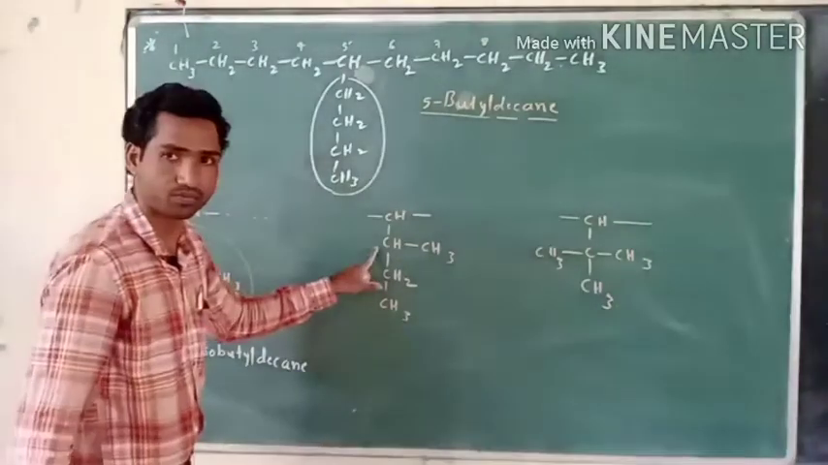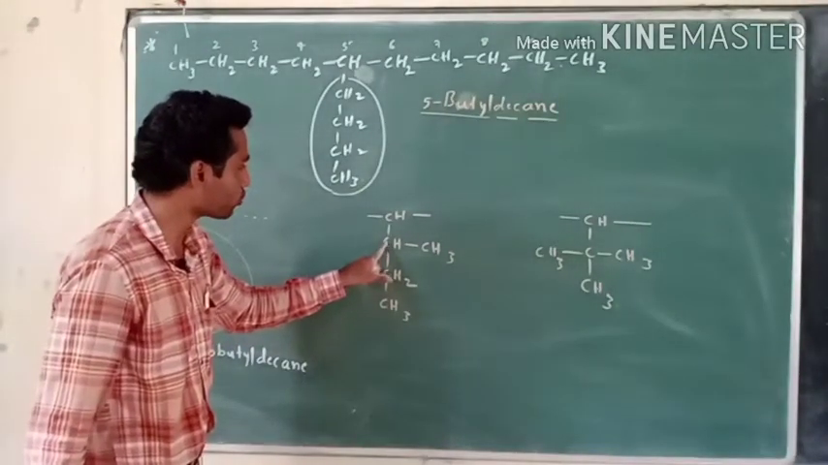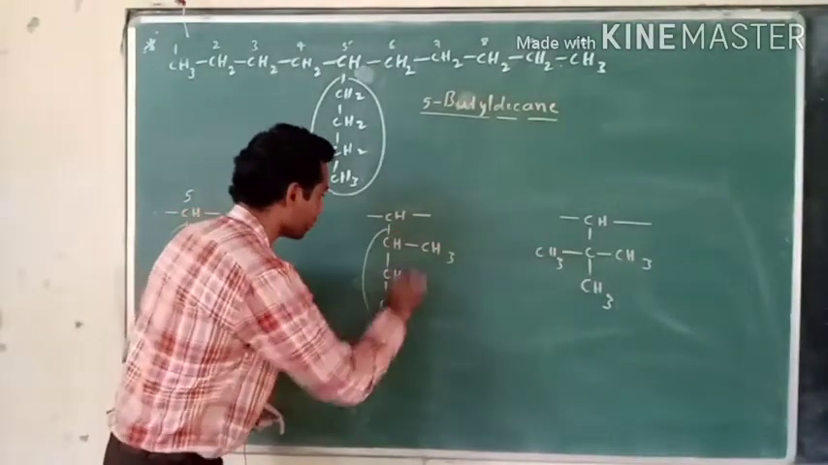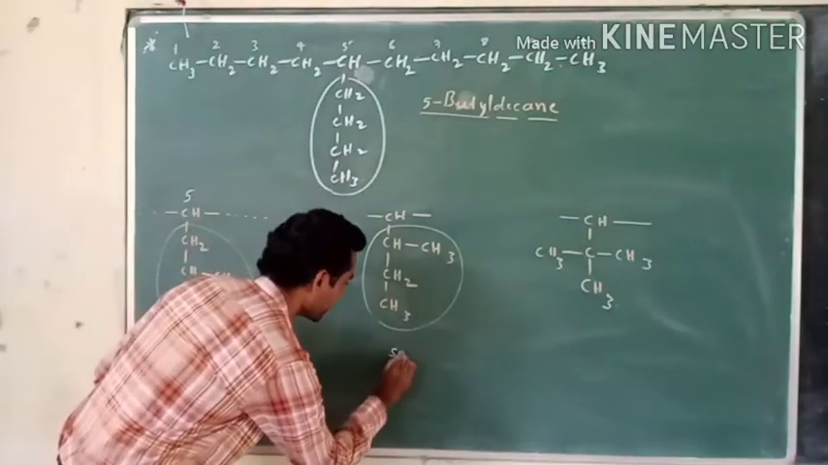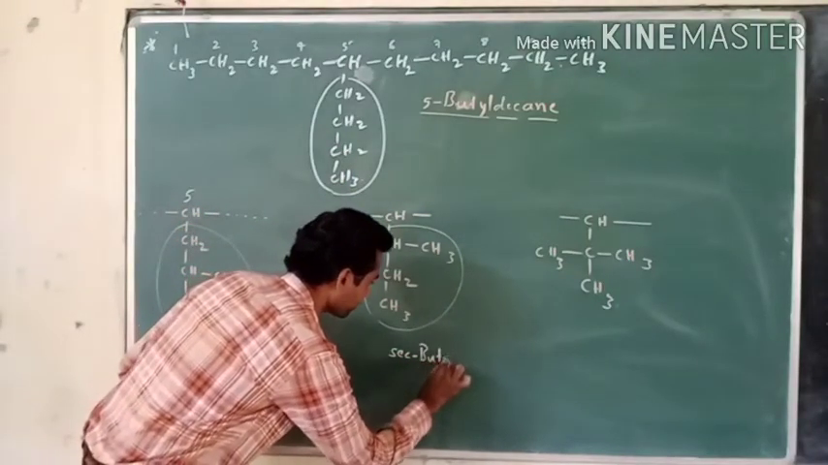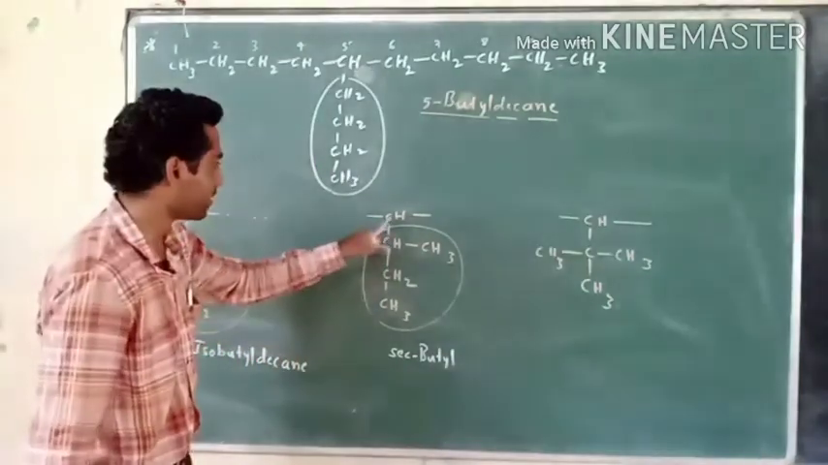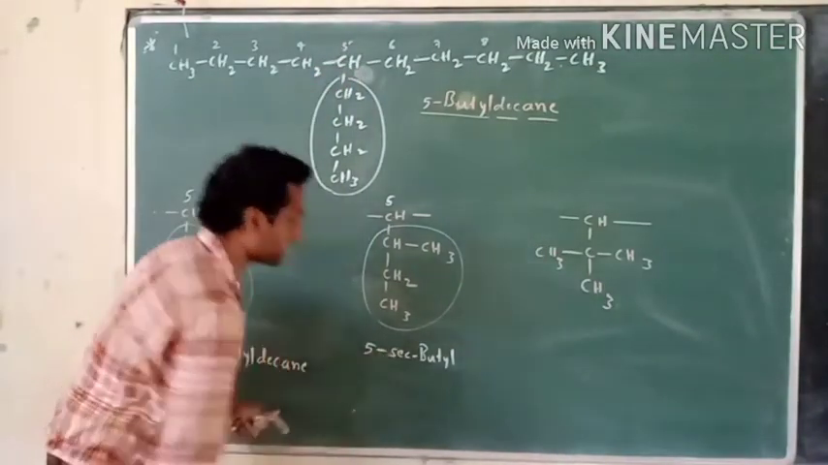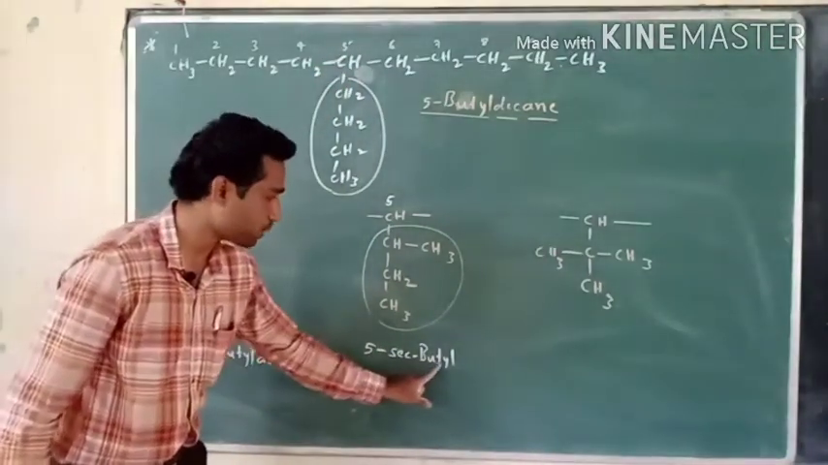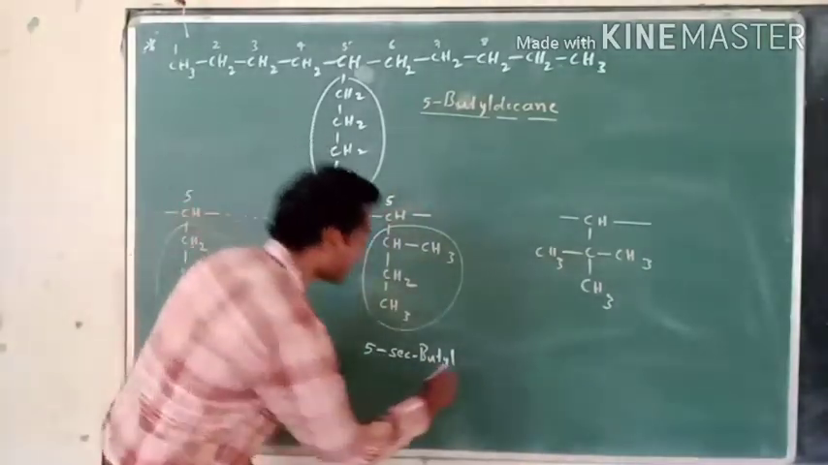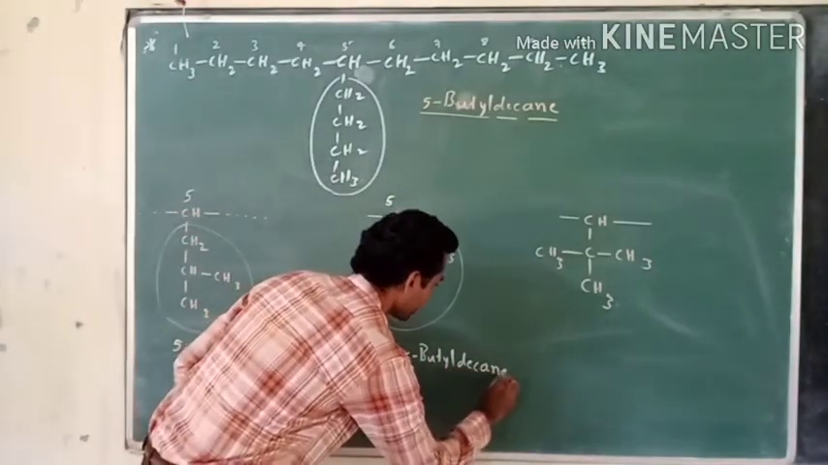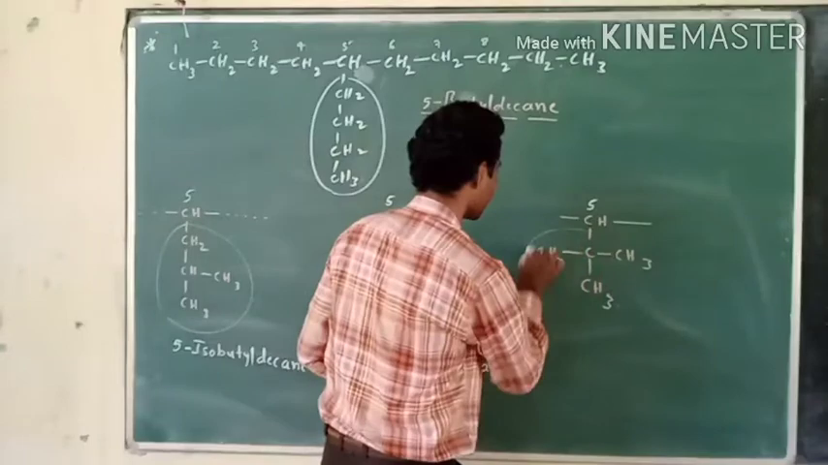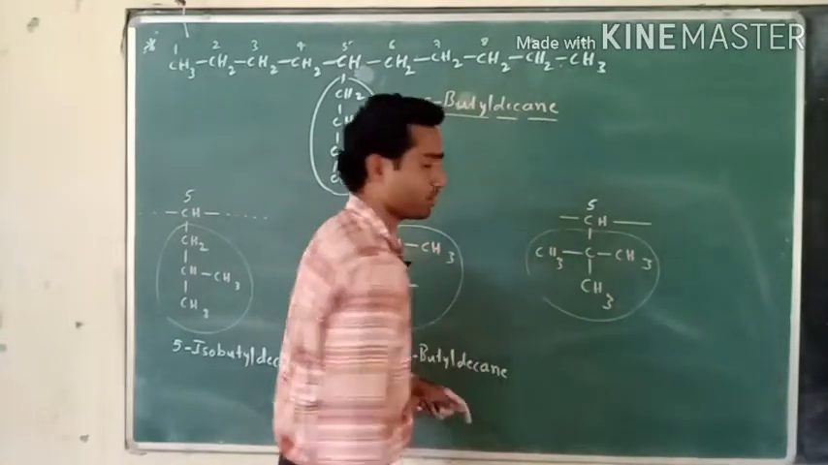So what about this? It is attached to the main chain through the secondary carbon. Therefore this is the secondary butyl. The trivial name for this substituent is secondary butyl, and this is attached to the 5th position. Therefore 5-secondary butyl. Root word is dec, ane is the primary suffix. So what about this? At the 5th position this tertiary butyl is attached. This substituent is known as tertiary butyl.